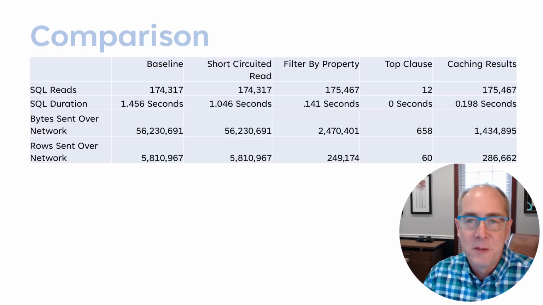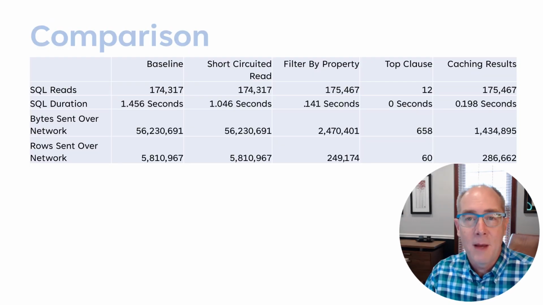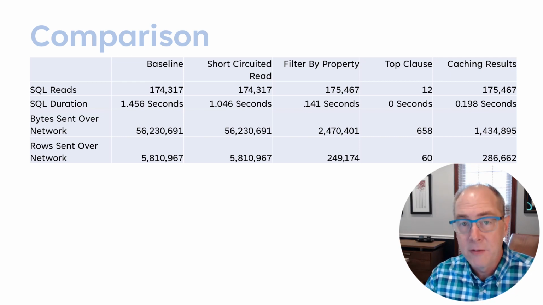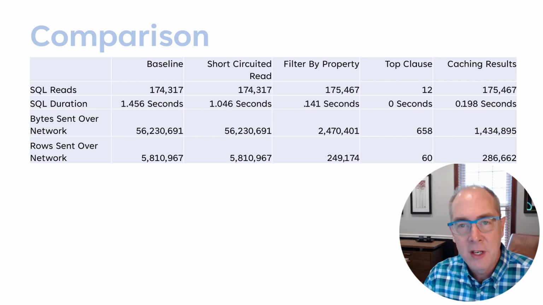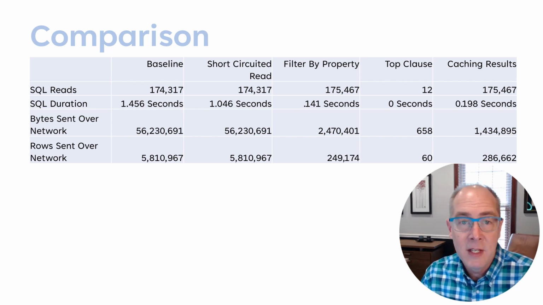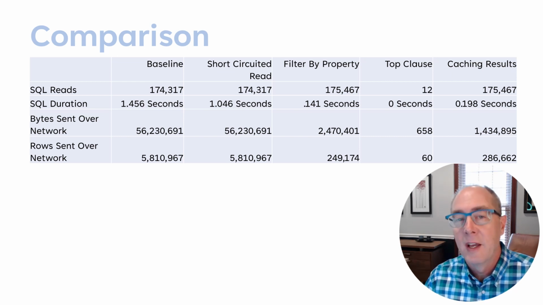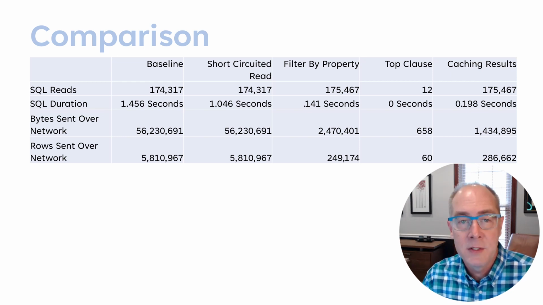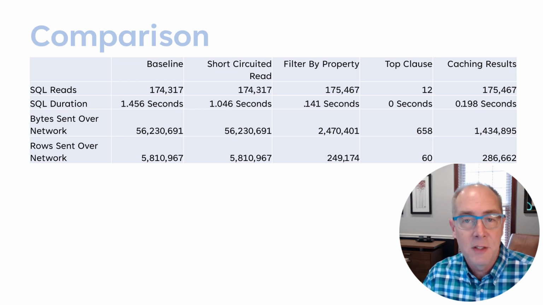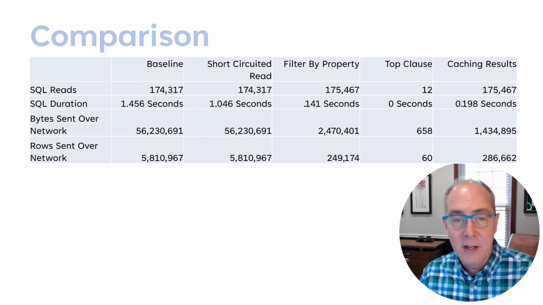All right, so just looking at the comparisons, it seems like using the top clause is the big winner, but really, the best technique to use is the one that's best for your situation. Short-circuiting read operations might make sense when the amount of data you have to move is small, but the computation on the client is great. Filtering by property is useful when your data has a property that breaks up in a way that makes sense to your users. And a top clause is fantastic when you don't expect a user to page past the first few pages of results. Caching the result set is ideal when the cost of the query is very high.